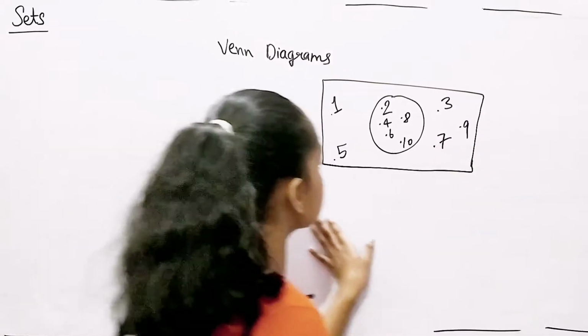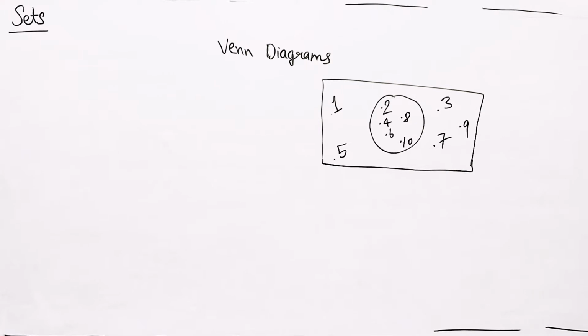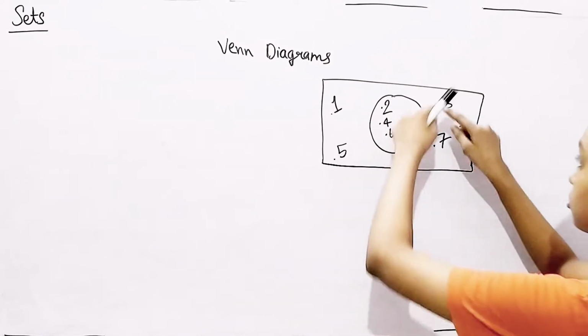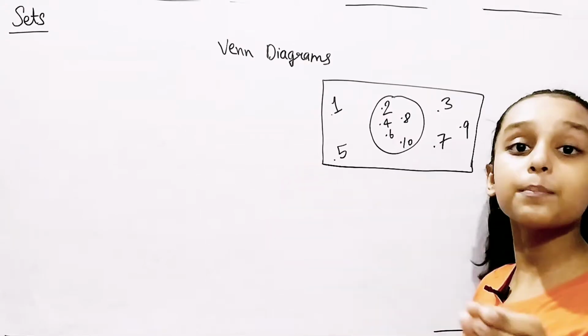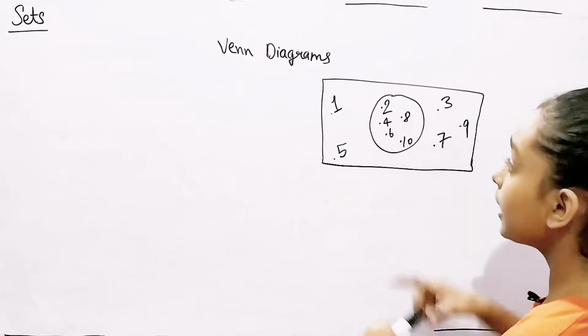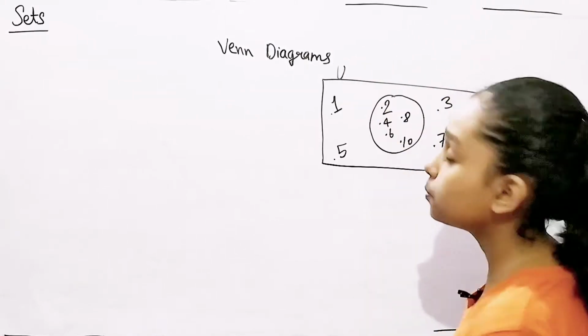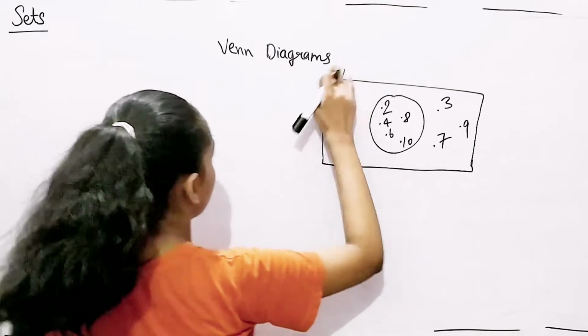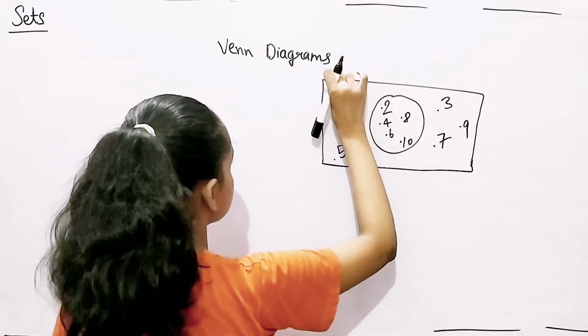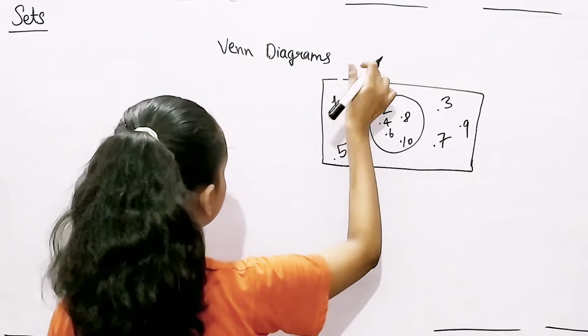As you can see in this diagram, these diagrams consist of rectangles and closed curves, usually circles. The universal set will be the rectangle, and its subsets are going to be inside it. So I can say that this is a universal set. This U means it is a universal set. Let me write it again.